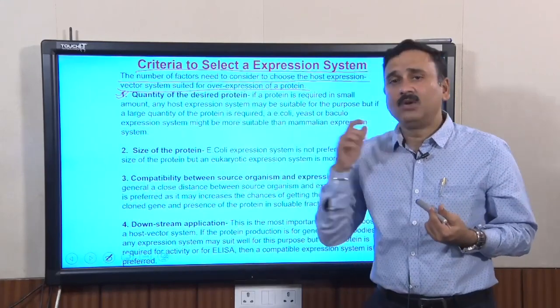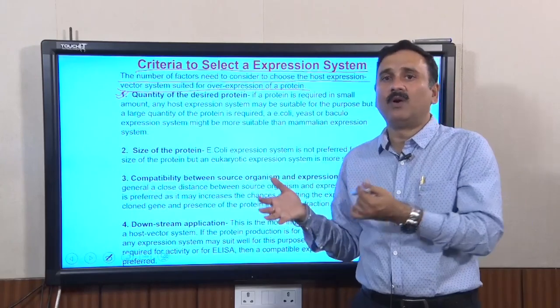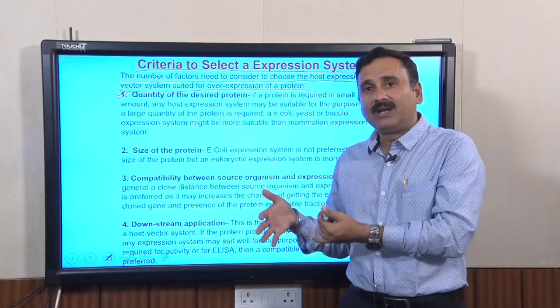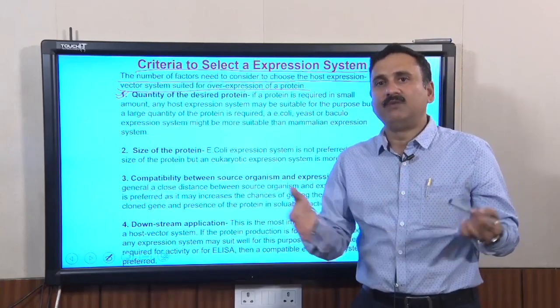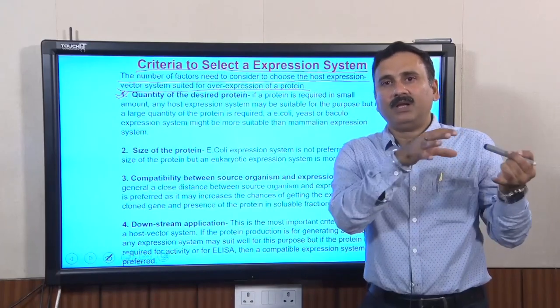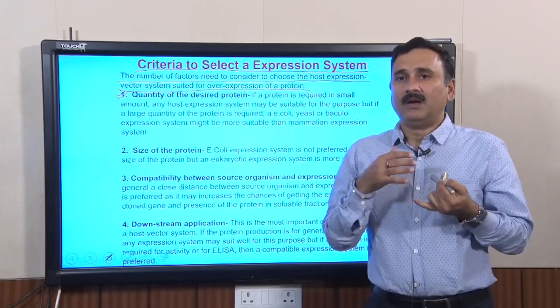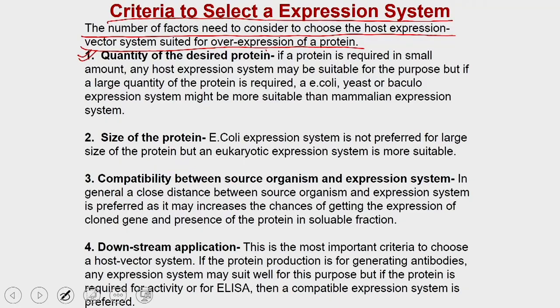Whereas, if you are simply trying to get this protein for developing antibodies or antigens, or you are trying to use this protein for catalyzing a particular reaction in the bioreactor, or some other kind of metabolic reactions, or for transforming one chemical from toxic to non-toxic and so on, in those cases the requirement of these protein products may be low or high. So, the quantity of the desired protein is an important criterion to select the expression system. If the protein you are expressing is required in very small quantities, such as in the microgram to milligram range, in those cases you can use any host system which is suitable for the purpose.